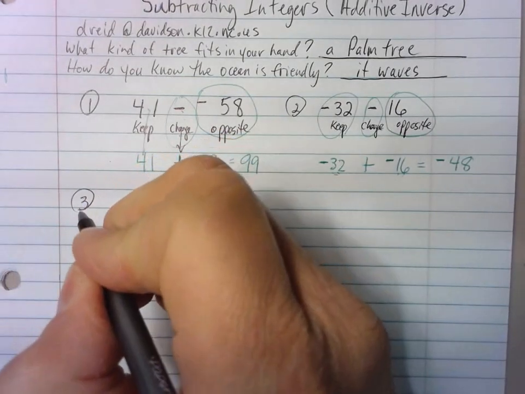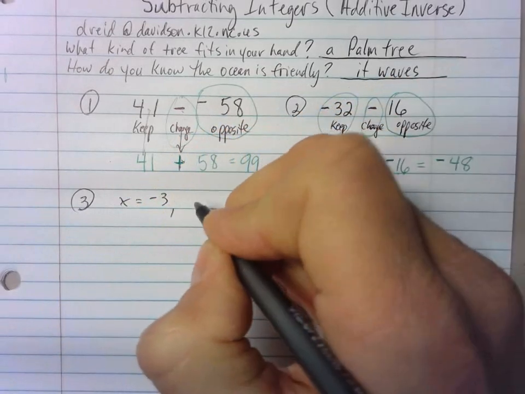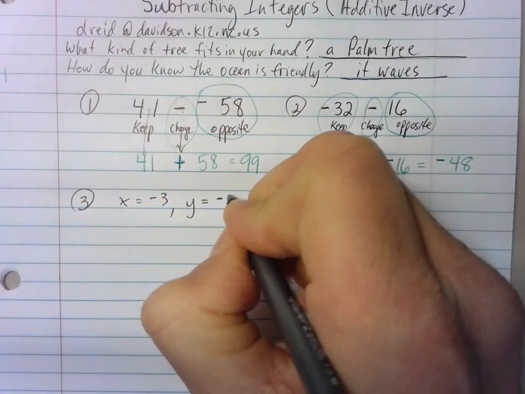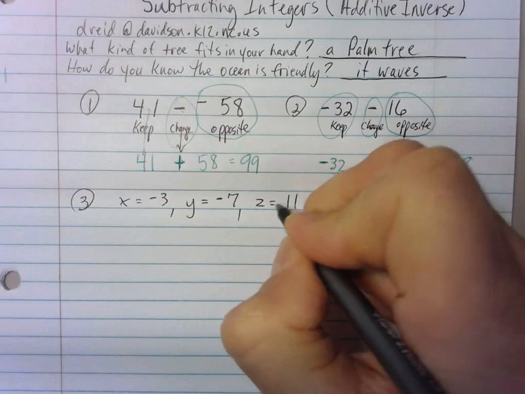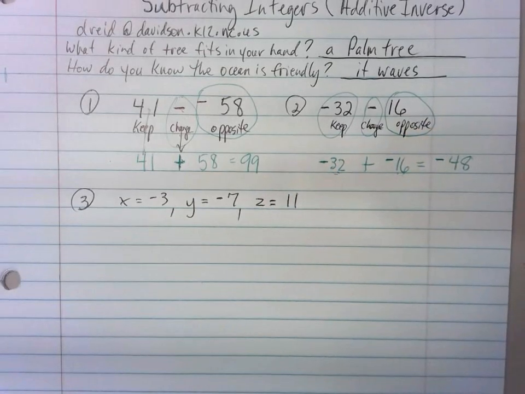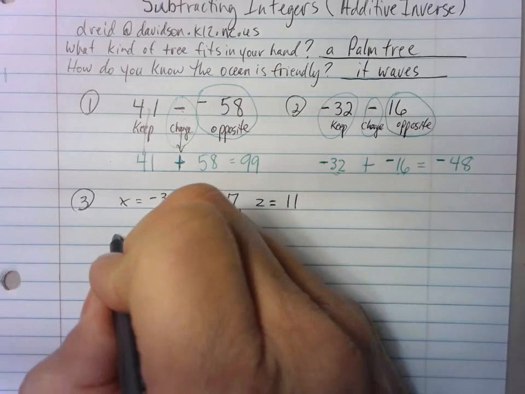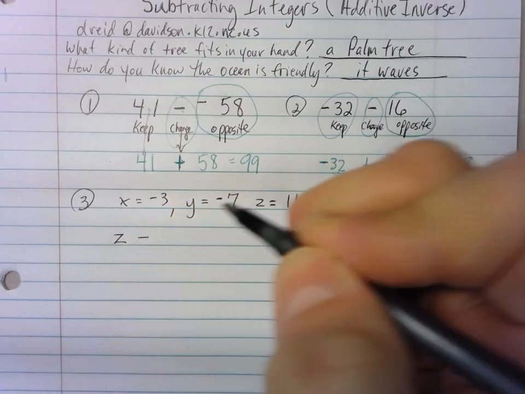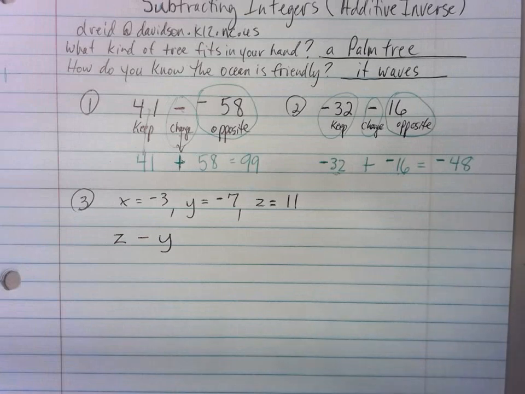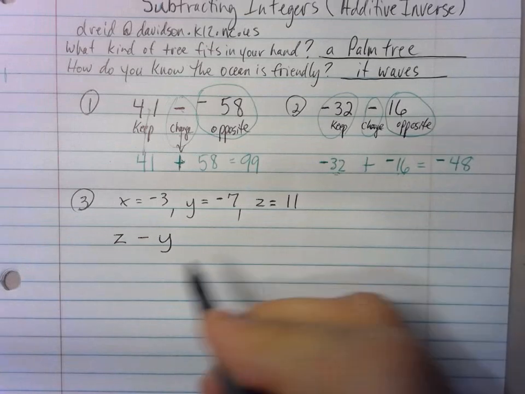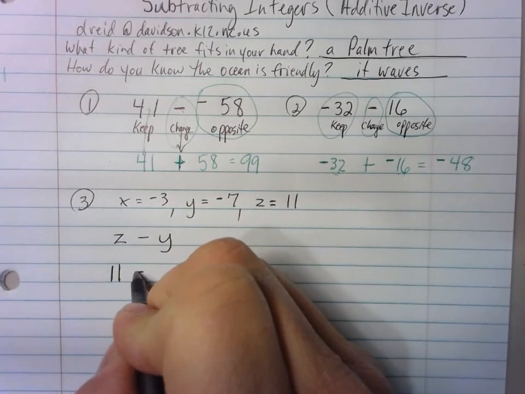Alright, so let's say you've got some where you've got x equals negative 3 and y equals negative 7 and z equals 11. Okay, so we're going to do some with some variables here. So let's say your problem is z minus y. Okay, so if we're doing z minus y, okay, z is 11, so I'd come right underneath there and write 11 there. Just go ahead and keep it subtraction to start with.